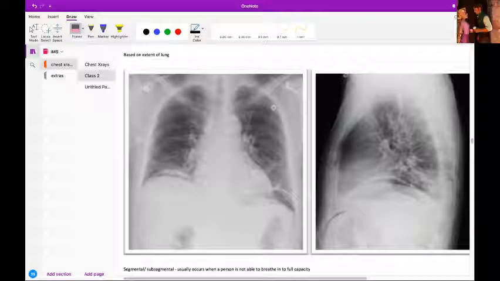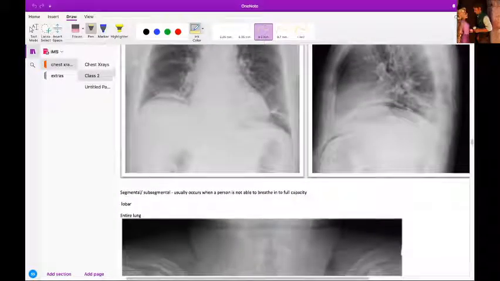But you can see these lines over here, over here, over here. These lines are actually atelectasis. These are atelectasis of a particular segment because the patient is not able to inspire completely, not able to breathe to his full capacity. So there's atelectasis of some segments or subsegments of the lobes. Okay, so that's what I wanted to show here.